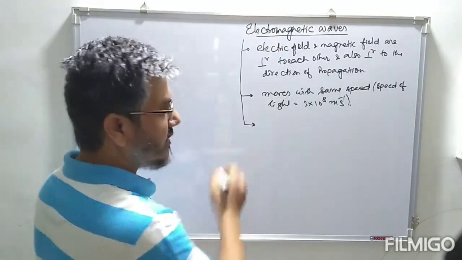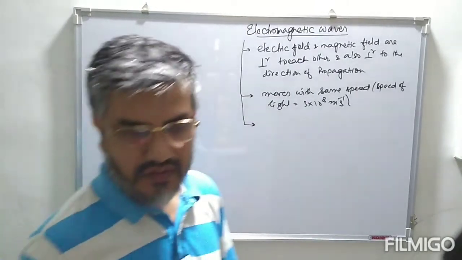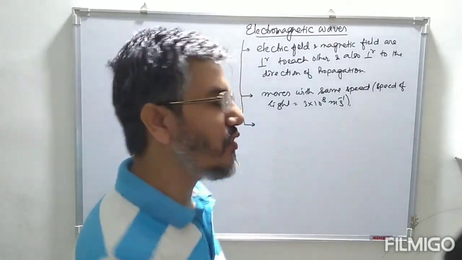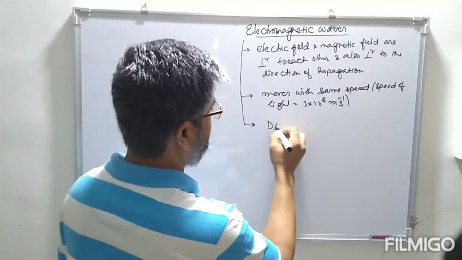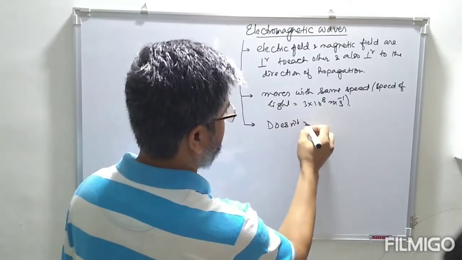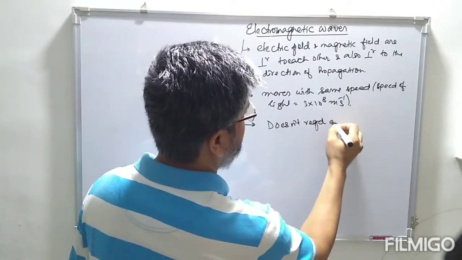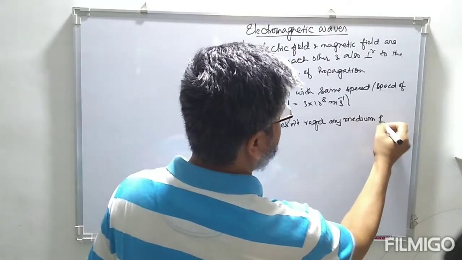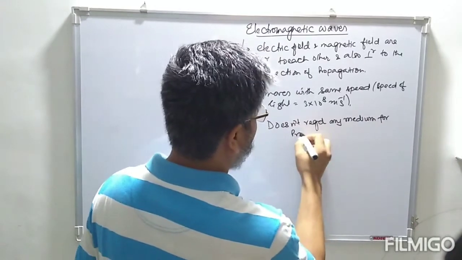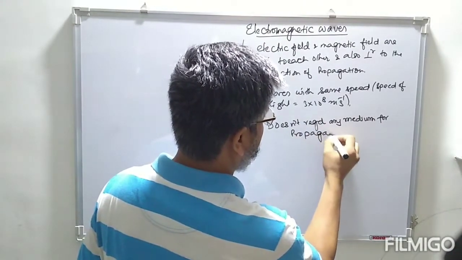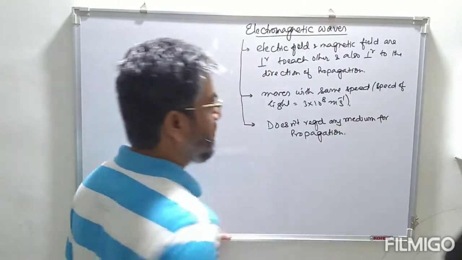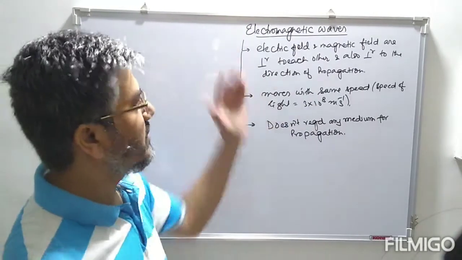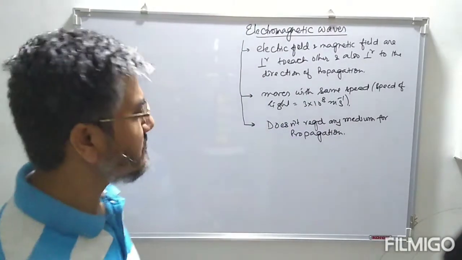These electromagnetic waves do not require any medium for propagation. So these are the properties of electromagnetic waves.